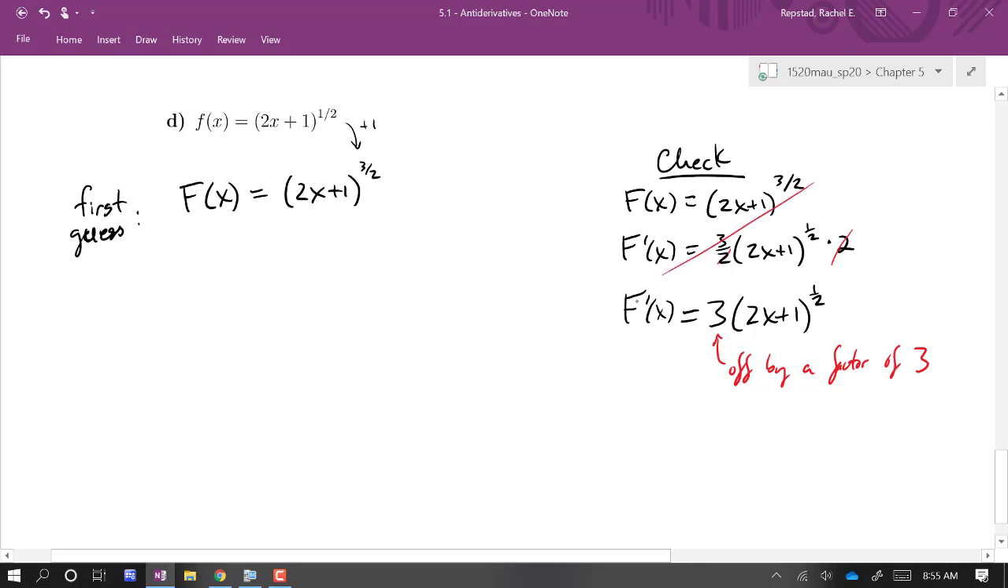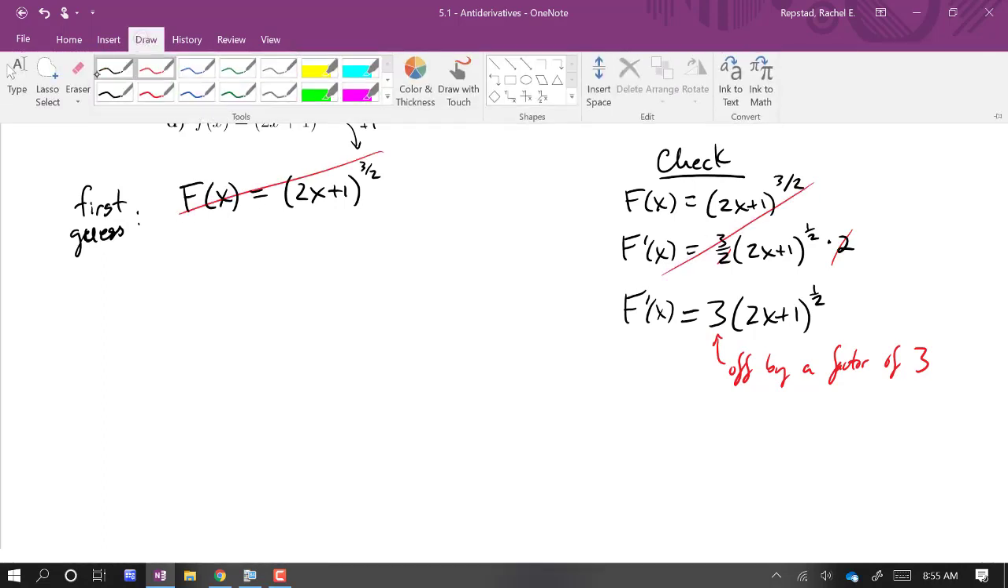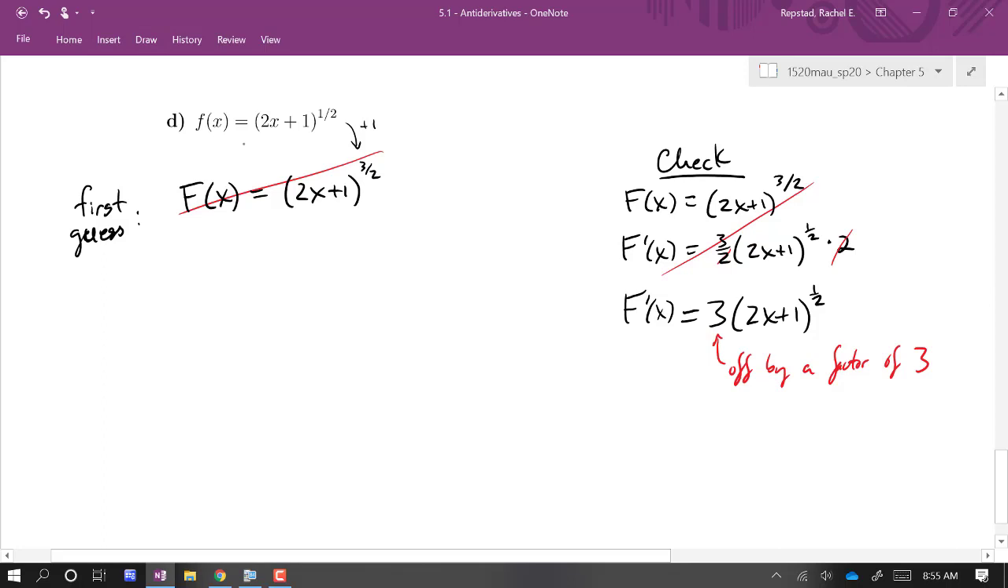So even though this is not an antiderivative that we're looking for, for my second guess, I want to compensate for that factor of 3. And the way I can compensate is just to add a factor of its reciprocal out front. I'm going to add a factor of 1/3 to my first guess. So instead of just (2x plus 1) to the 3 halves, I'm going to have 1/3 times (2x plus 1) to the 3 halves power.